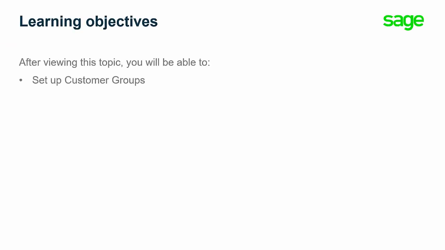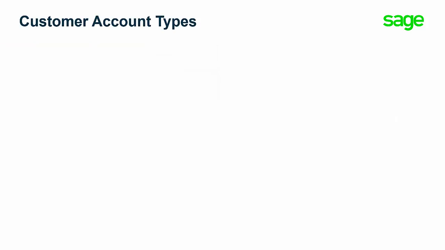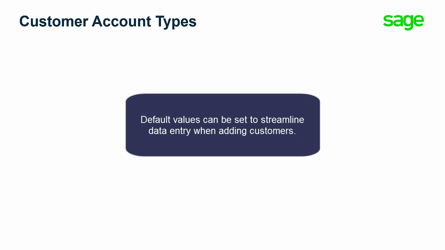Over the next few minutes, we will show you how to set up customer groups. The Customer Groups screen may be used to classify customers that have similar properties. For example, you could classify customers based on their geographic location. Default values can be set to streamline data entry when adding customers.